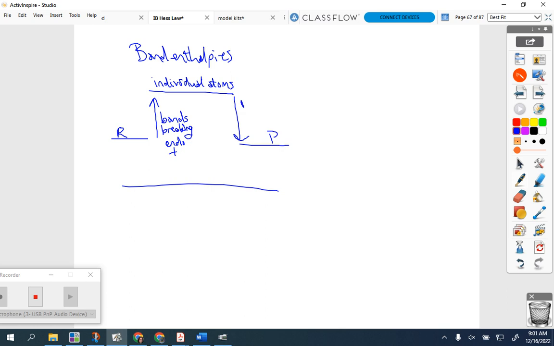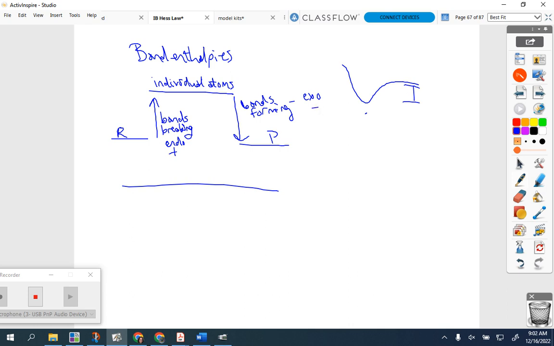So then, our products. This is bonds forming. That is exothermic. It releases heat. Remember that when the atoms are separated here and they're bonded here, our potential energy is lower. That change in energy is what we're releasing when we form the bond. So bonds forming is always exothermic, and therefore it's going to be negative.